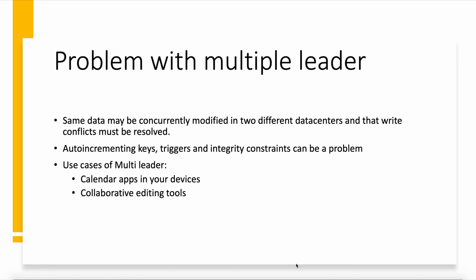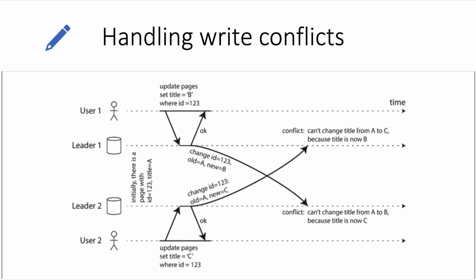So this setup is essentially the same as multi-leader replication between data centers, taken to the extreme such that each device is a data center and the network connection between them is extremely unreliable. Also, collaborative editing apps like Google Docs can be a use case of multi-leader replication. So now let's understand how we are going to handle the write conflicts in case of multiple leader replication.